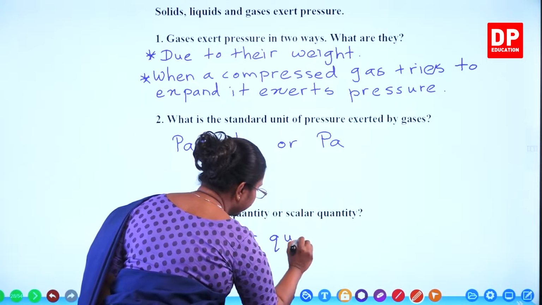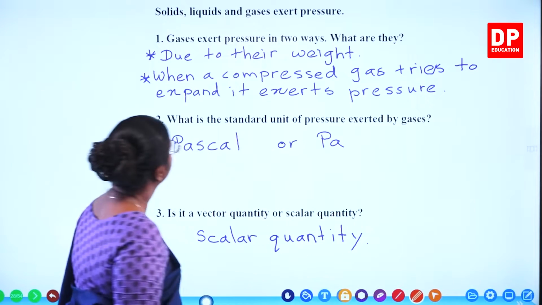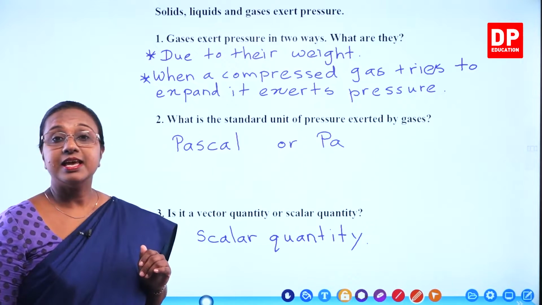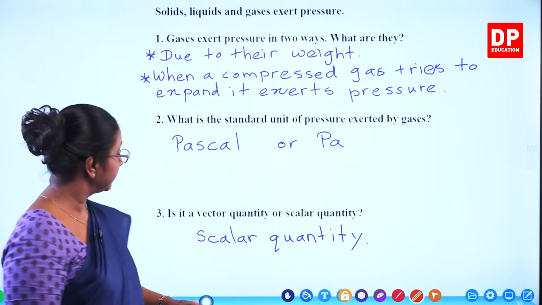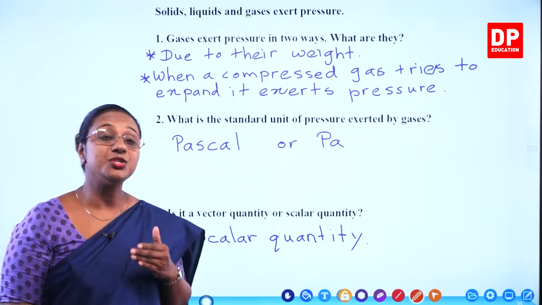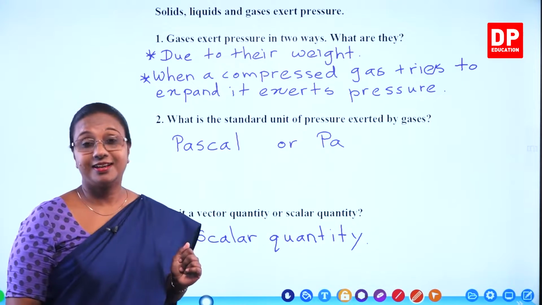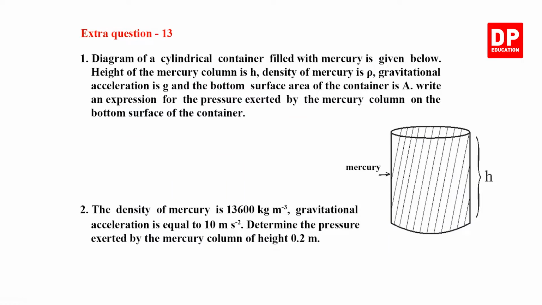Scalar quantity. So gases exert pressure in two ways. Then the standard unit of pressure is Pascal and it is a scalar quantity. So I am sure students you would have answered these questions correctly. With that, I will move on to the next question.